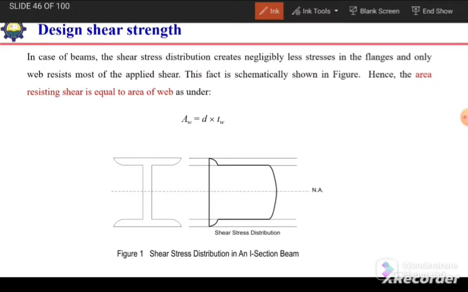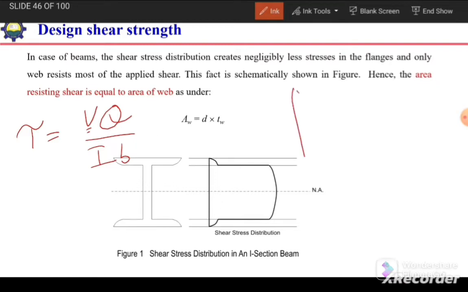In this video, we are going to discuss the design shear strength of steel beams. Before we proceed to the design shear strength, we first need to understand the shear stress distribution in a beam section. The shear stress distribution in a beam section can be given by tau is equal to VQ divided by IB. Here V is the applied shear, Q is the first moment of area of the section beyond the point at which we want to calculate the shear stress.